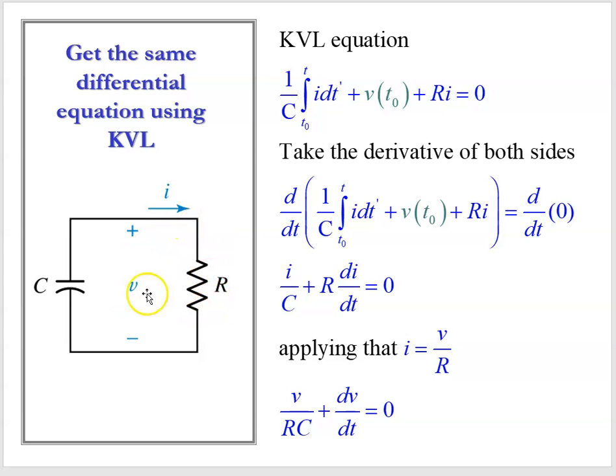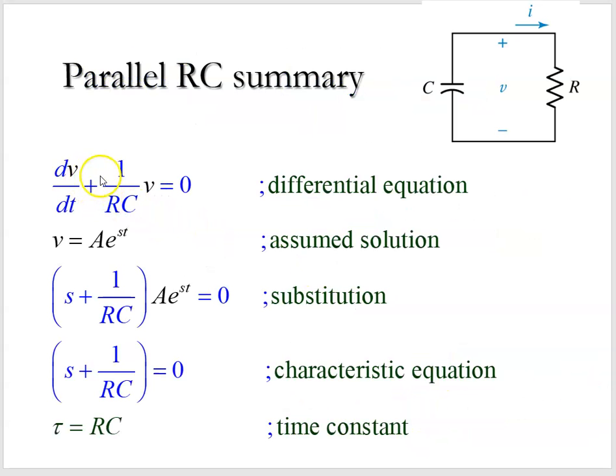So if we apply that here, I must be equal to V over R using Ohm's law. Substituting for I, we end up with V over RC plus our dV dt, since we get dV dt over R times R, the R's will cancel. So we can then analyze this differential equation, dV dt plus 1 over RC V.